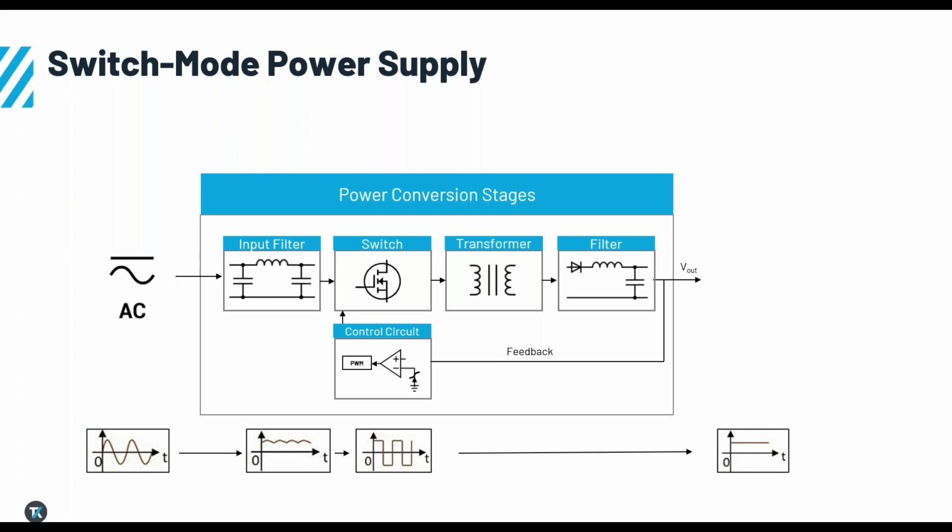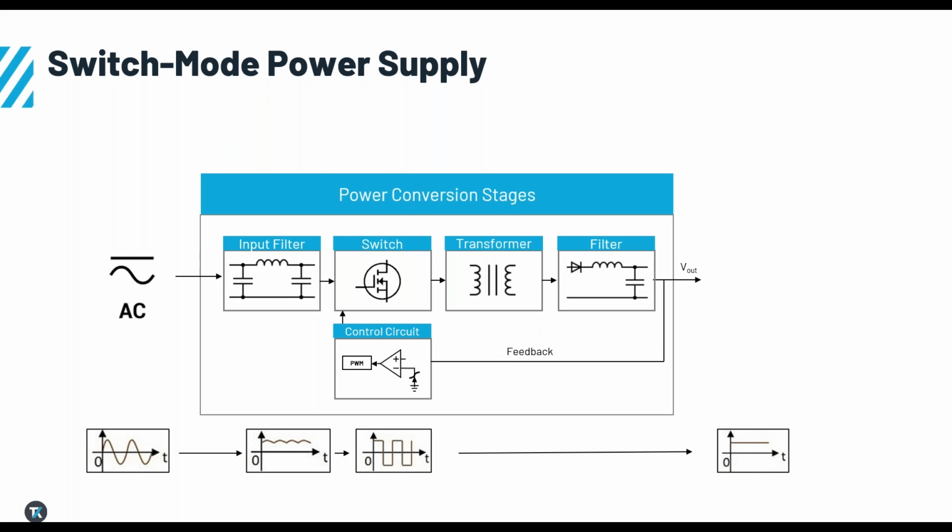and that DC is converted into high voltage pulse streams using various FETs. And then the transformer section brings that down to the required voltages. And the final section, we have the output rectifier and filter, which converts these square pulses into DC levels. And we also have the control circuit, which monitors and controls any variations in the required DC output.